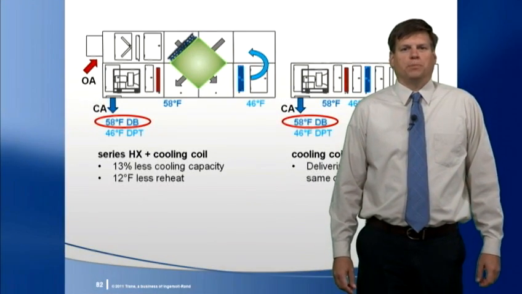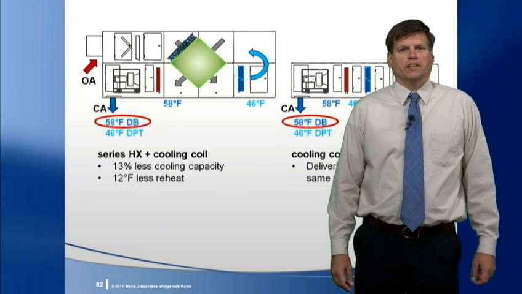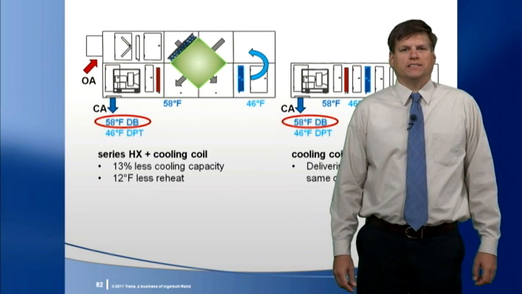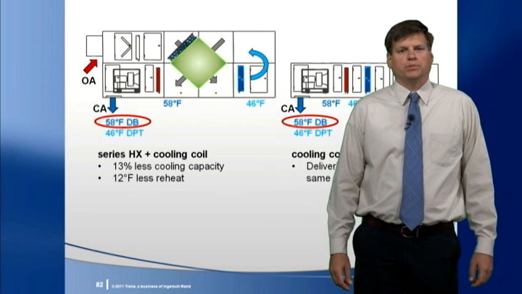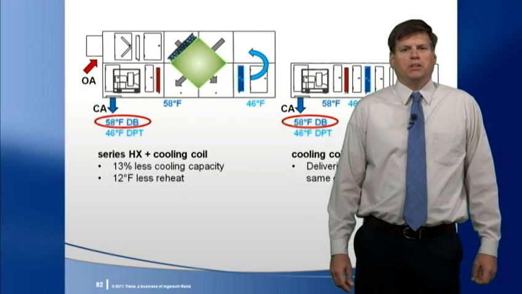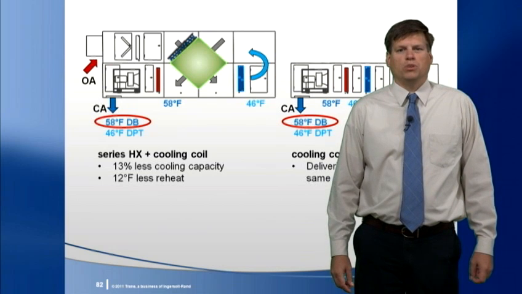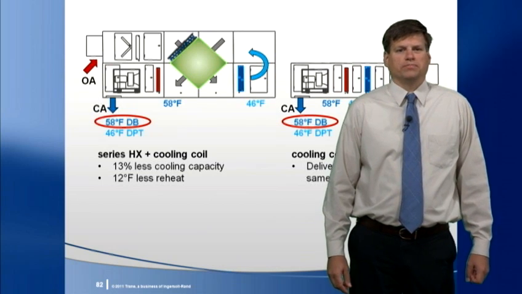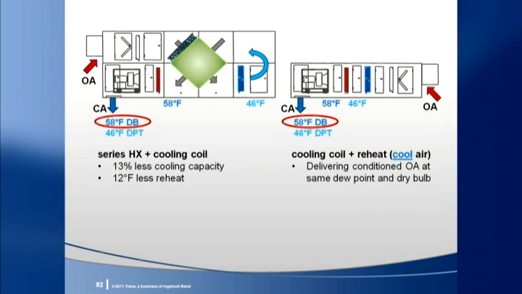In my example with the series sensible exchanger, I mentioned that pre-cooling the air, the heat exchanger reduced the design cooling capacity of the dedicated outdoor air unit by 13%. That was compared to dehumidifying the air to 46 degrees with a cooling coil alone, without any energy recovery. If both systems are required to reheat the air, to 58 degrees in this case, then the savings will reduce the installed cooling capacity for the overall system. For this example, 10,000 CFM unit reduces the required capacity by 11 tons versus a cool reheat system delivering air at the exact same conditions.